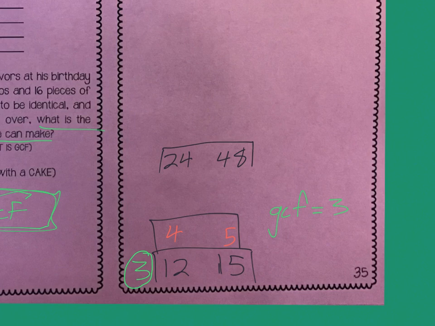Okay, so we're finding the greatest common factor of 24 and 48. So what numbers go into 24 and 48? Well, if it's bigger numbers, I always think, okay, what are some of the smaller numbers? Are these both even? Well, they're both even, so I know that 2 always will go into it. So I'm going to go 2, and that turns into 12, and that turns into 24.